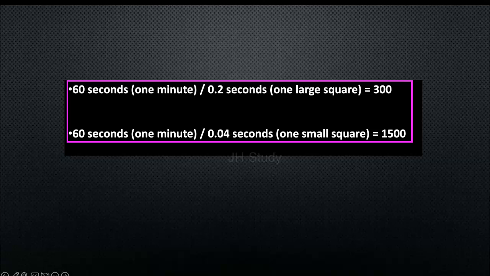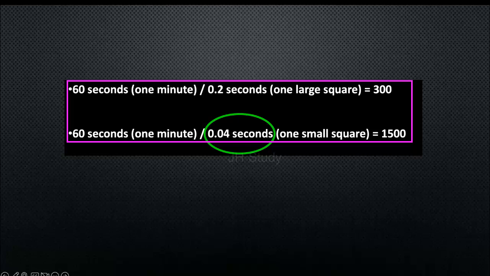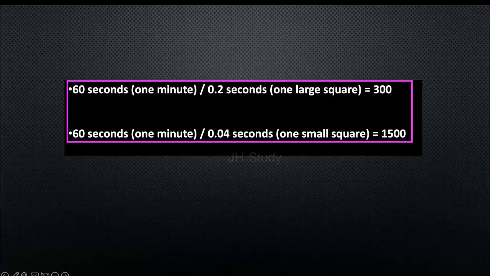Earlier, we said that one large box corresponds to 0.2 seconds, and one small square box corresponds to 0.04 seconds. So 300 large square boxes multiplied by 0.2 seconds equals 60 seconds, which is 1 minute. And remember, we want to calculate beats per minute, which is the rate. So, if you use the large boxes for your calculation, the 300 number should be in your formula.